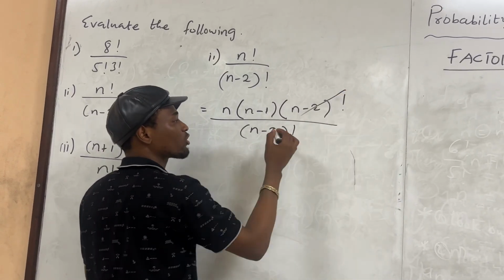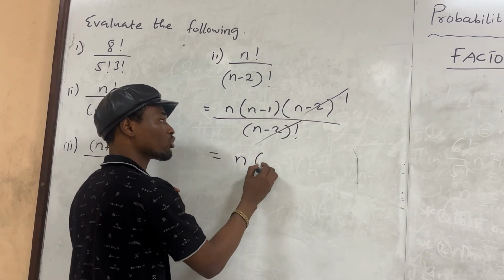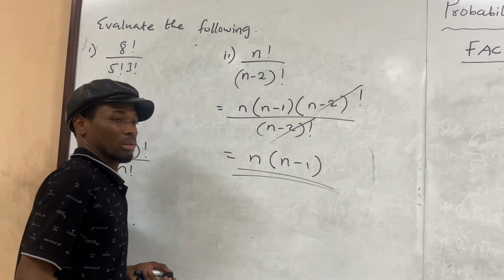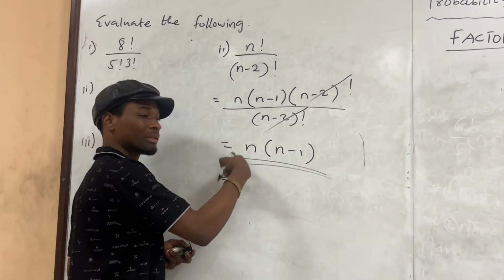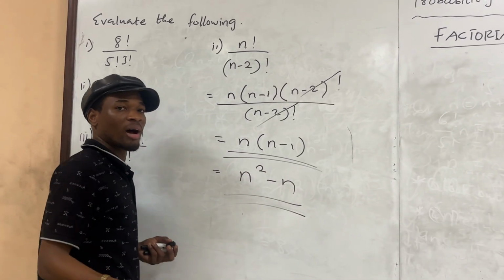So n minus 2 factorial cancels n minus 2 factorial. So therefore what we have is n times n minus 1. As simple as that. You can still go ahead and expand this. You have n squared minus n. It's also acceptable.